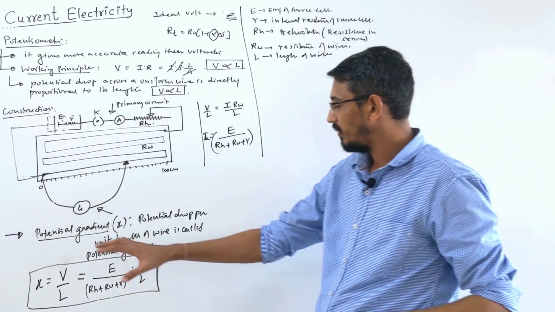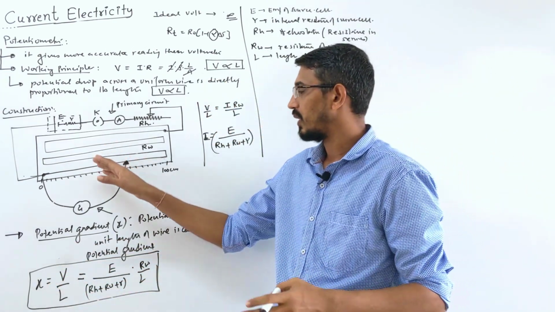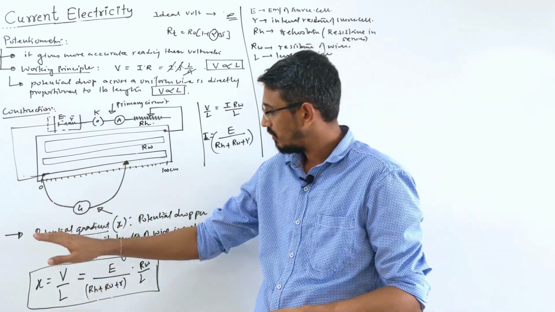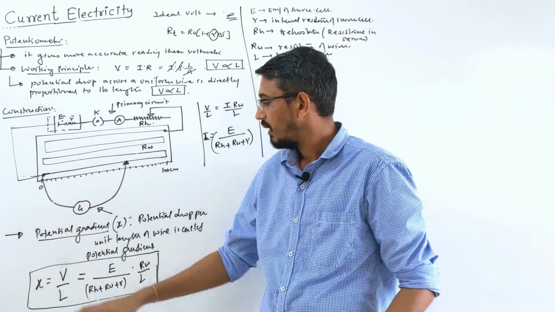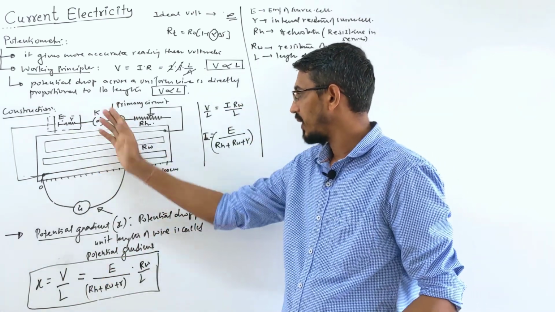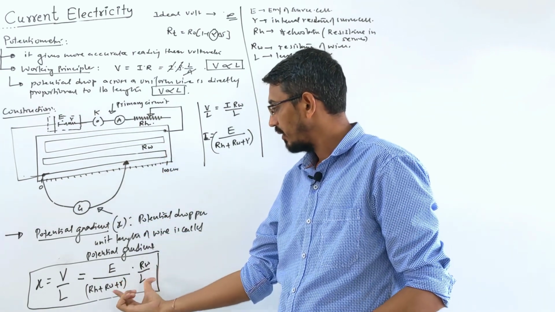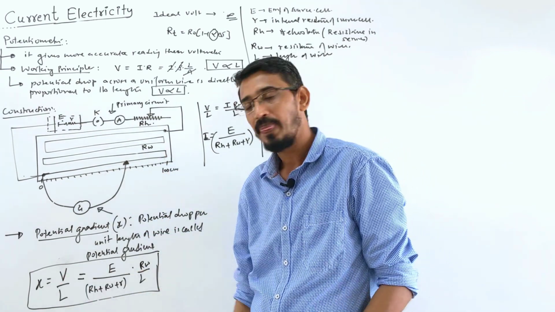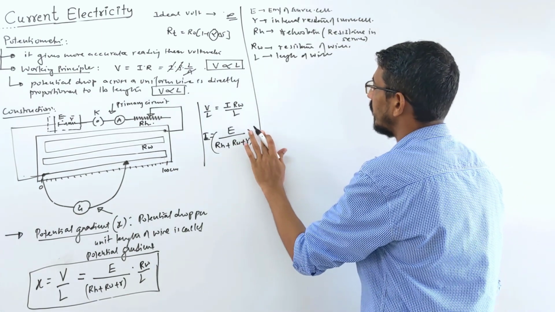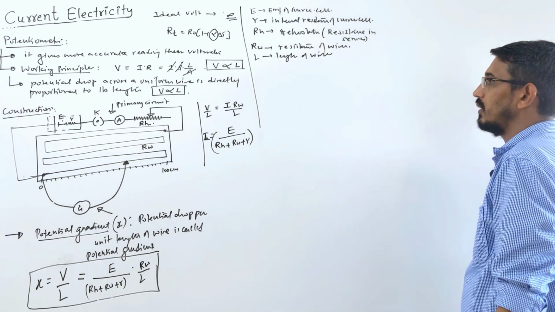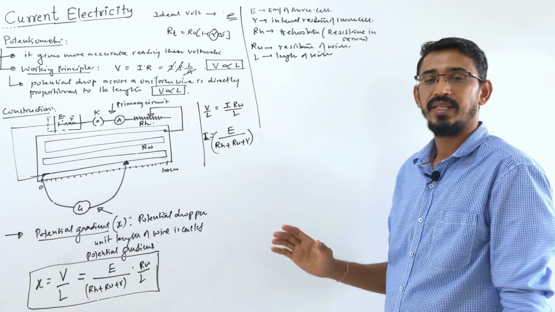So simply, if you know the potential drop in the wire, they say it was 2 volt potential drop across 10 centimeter length of the wire, then you can write 2 volt by 10 centimeter and get your potential gradient directly. Or if all values are given, EMF, resistance in series, resistance of the wire, then you can write this formula also to find your potential gradient. I will discuss numericals on this also, but let me do all the applications one by one first.